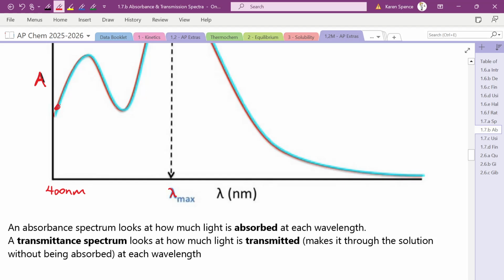And then we measure it at, let's say, 450, and we get a dot. And we measure it at 500, and we get a dot. And we measure it at a whole bunch of different wavelengths, all the same sample.